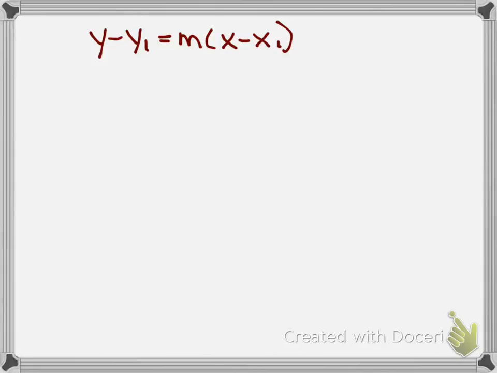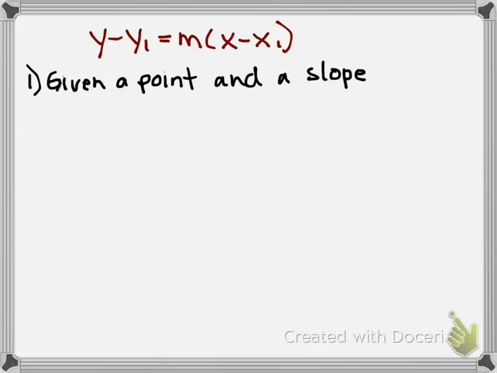Scenario 1. Given a point and a slope. So what I want to do is end up with my equation looking like point-slope form, given a point and a slope. Now, a couple things to remember. There's parentheses. They stay intact when you write in point-slope form. Okay? So your answer should look just like the form.